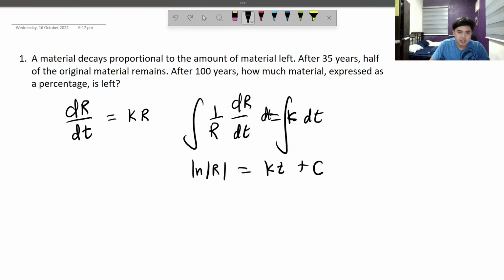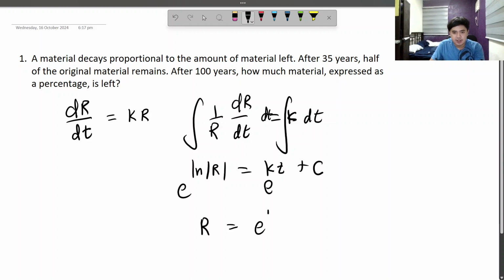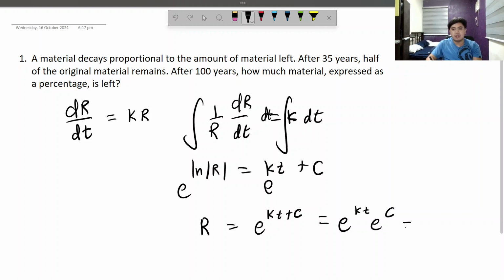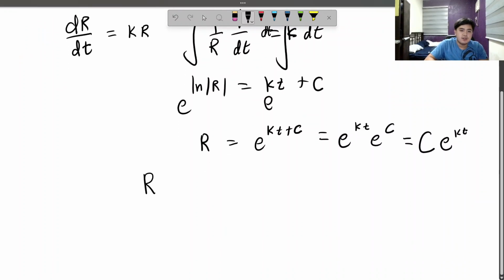Then we can raise e to both sides. e and ln will cancel out. We get R there, and e to the kt plus c on the other side. Now, e to the kt plus c can be expressed as e to the kt times e to the c, due to the law of exponents. e to the power of a constant is still a constant, so we can put that as the new constant. So C times e to the kt. Let me write that again: R is equal to C e to the k times t.